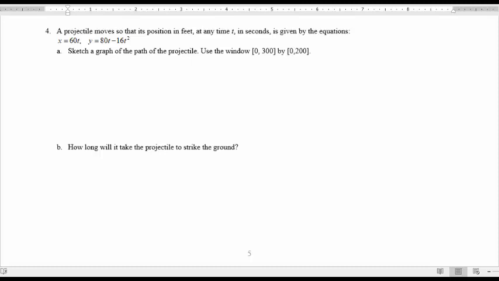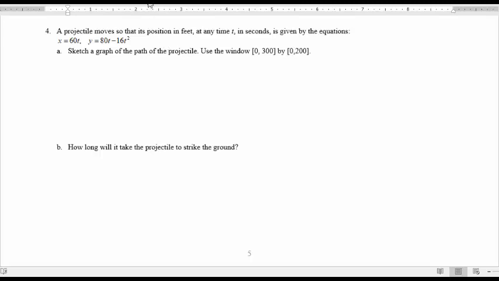So now that we have the basics of the parametric equations down, right? We know how to find intercepts, we know how to graph it, we know how to convert it into rectangular form. We can actually do an entire example.